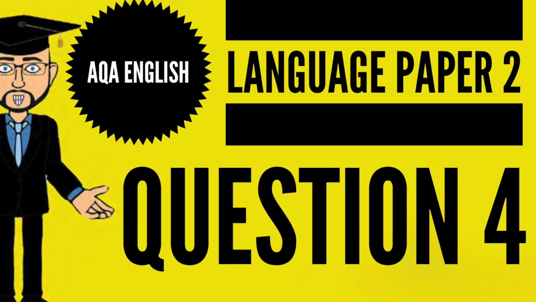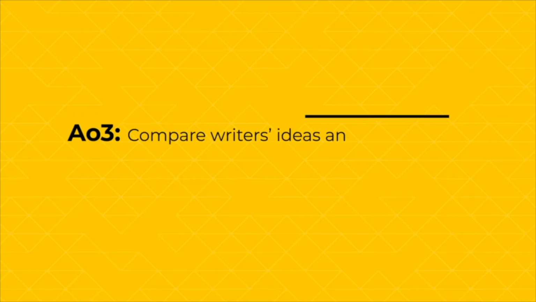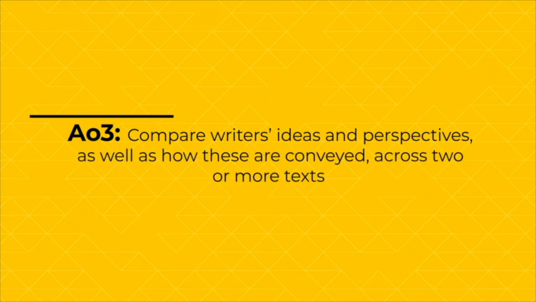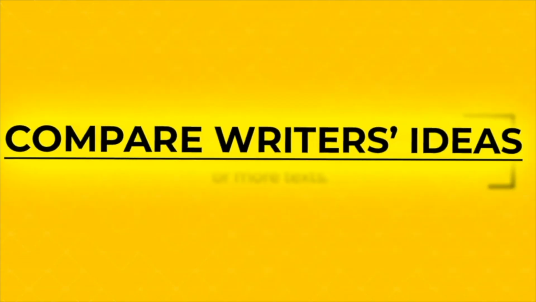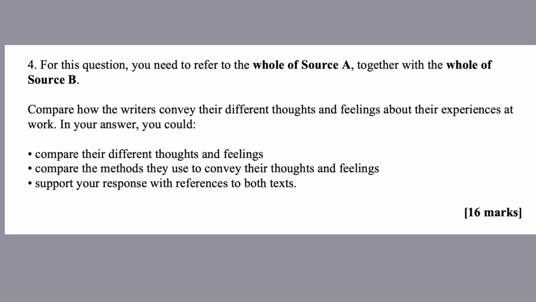AQA English Language Paper 2 Question 4 is a 16-mark question assessing AO3. Compare writers' ideas and perspectives, as well as how these are conveyed across two or more texts. As the assessment objective suggests, this question is a comparison question requiring you to compare how the writers of sources A and B convey their ideas and perspectives on a certain topic. Let's look at a typical question taken from my guide to English language, which is linked in the description.